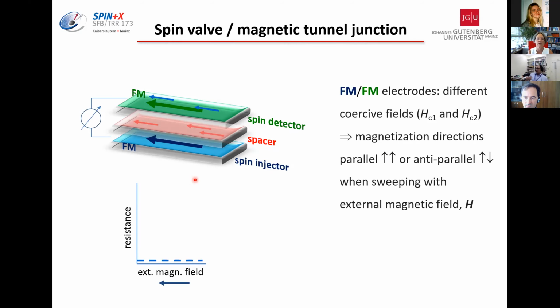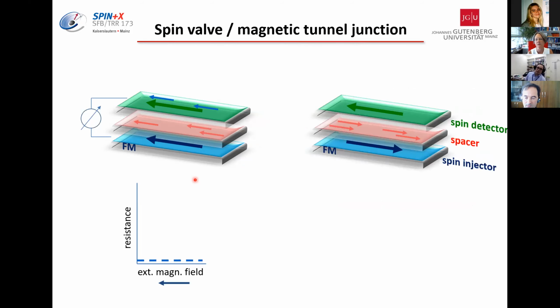And this is important in order to allow the system, at least for one of these ferromagnetic layers, to change the direction of the magnetization. So by sweeping with an external field, we need to have another orientation of one of the ferromagnetic layers, and this is visualized here. In this case, we now have an antiparallel alignment of the moments of the ferromagnetic layers, and this has the consequence that the spins are scattered, or at least do not arrive at the spin detecting layer, and this means we have a high resistance.